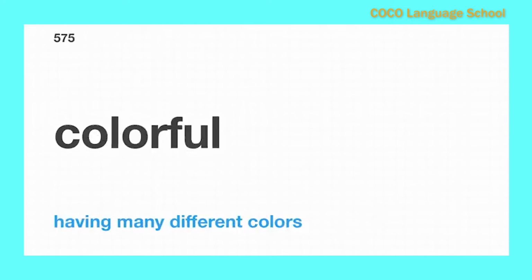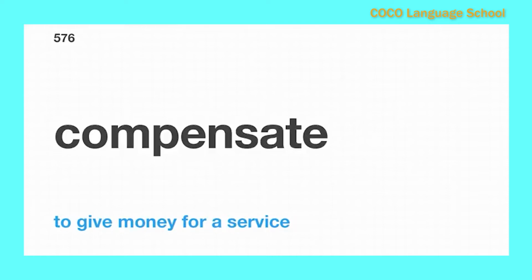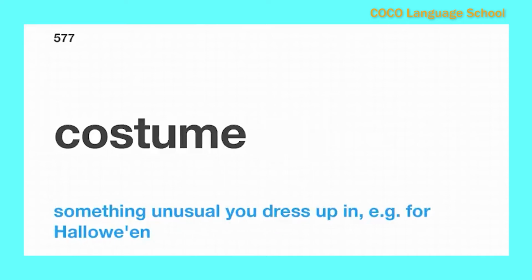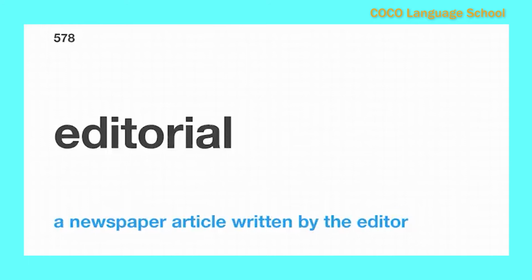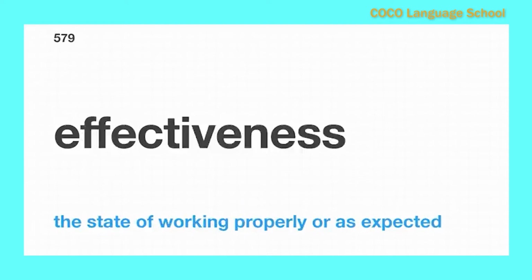Having many different colors. Colorful. To give money for a service. Compensate. Something unusual you dress up in, for example for Halloween. Costume. A newspaper article written by the editor. Editorial. The state of working properly or as expected. Effectiveness.